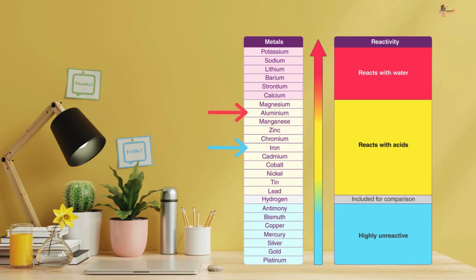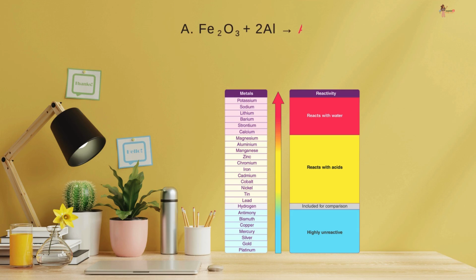Aluminum has higher reactivity than iron. Hence, it displaces iron and forms aluminum oxide. Here, only a single displacement takes place between aluminum and iron. Hence, it is a displacement reaction.